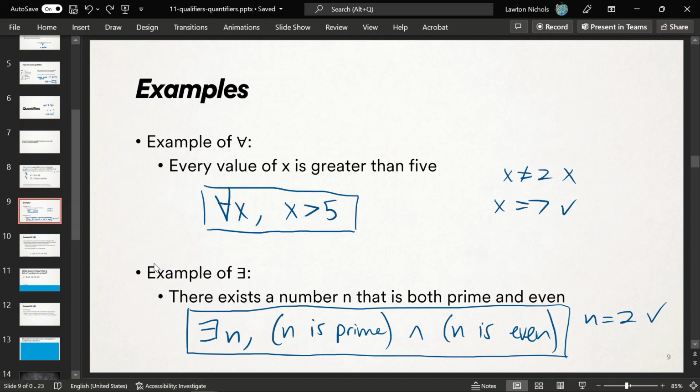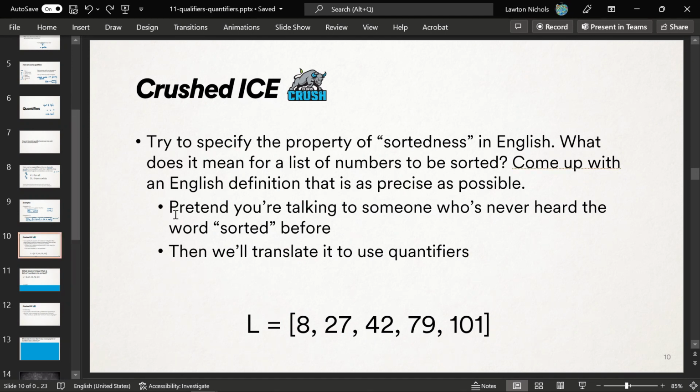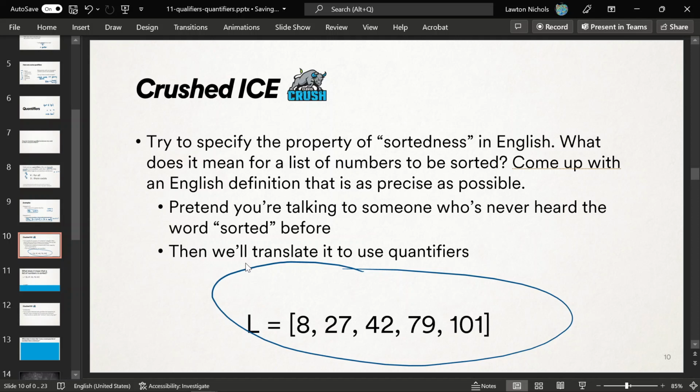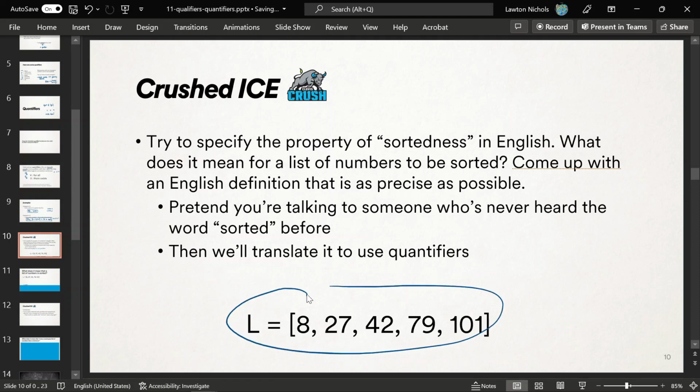So I would like, let's see, do I want you to write this down? No, just as a group in your heads. I want you to just think about this, honestly. So I would like you to try to, in English, specify the idea of something being sorted, okay? So what does it mean for a list of numbers to be sorted? Say that this is my list in Python. How would I explain to somebody, if they've never heard the word sorted before, that this list is indeed sorted?